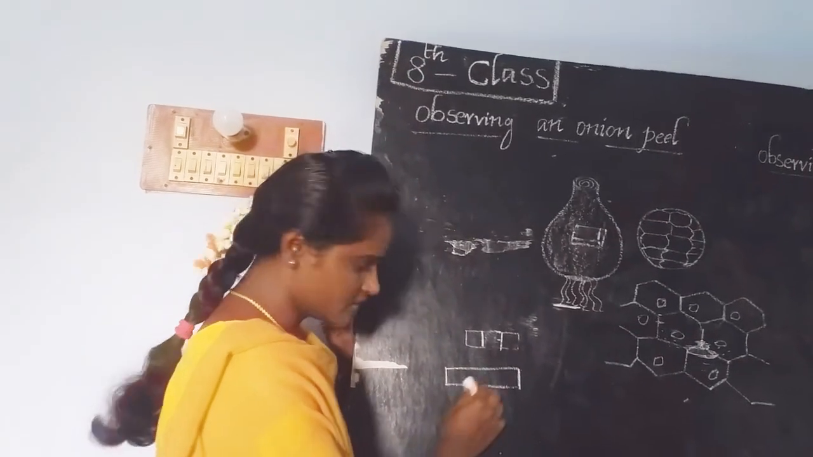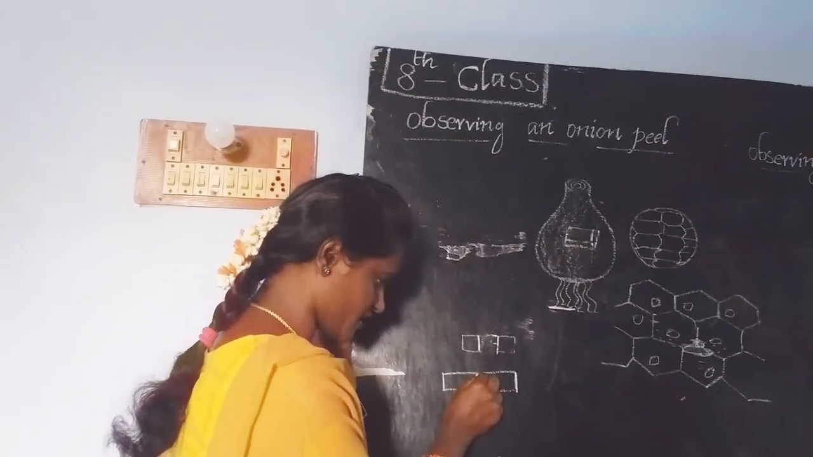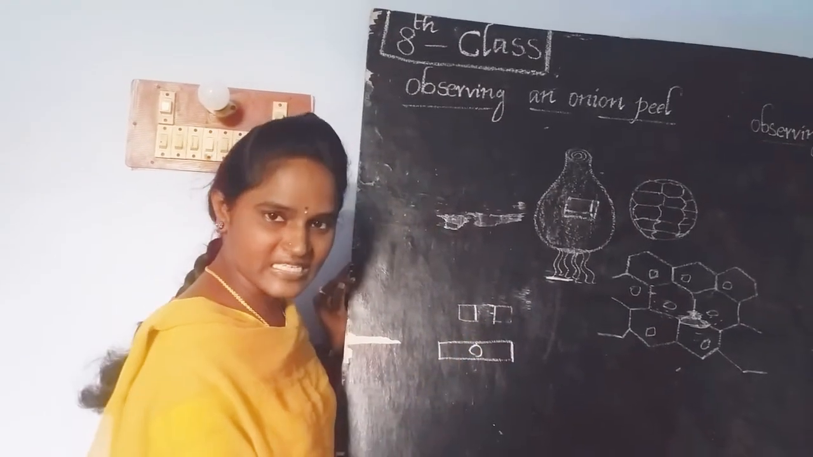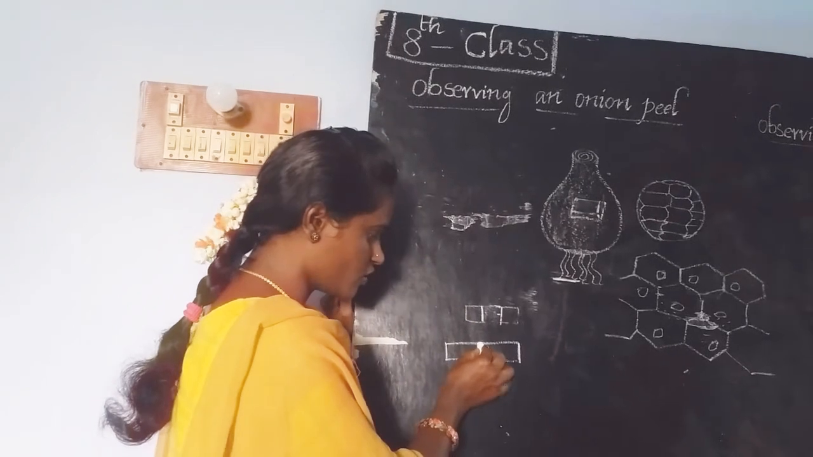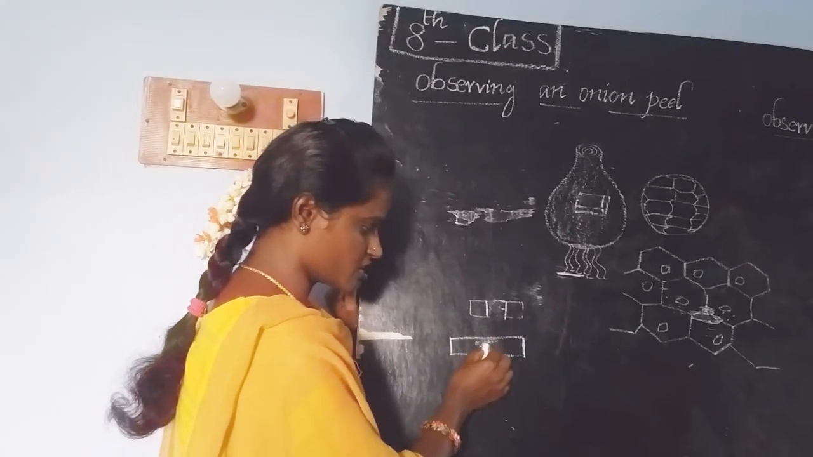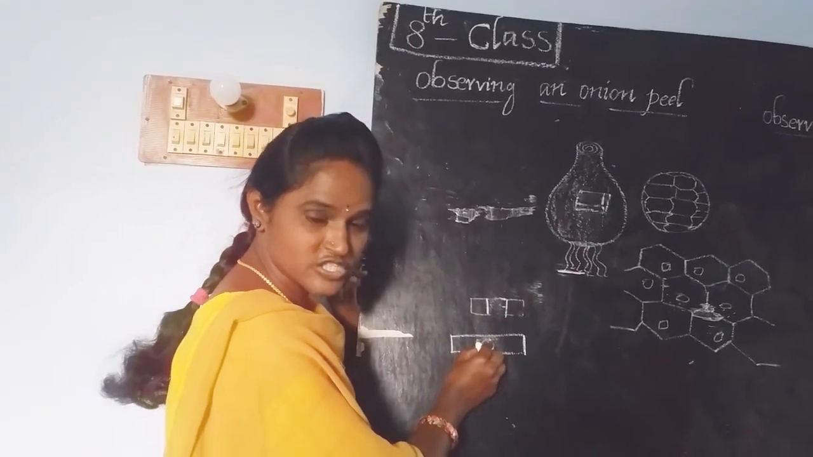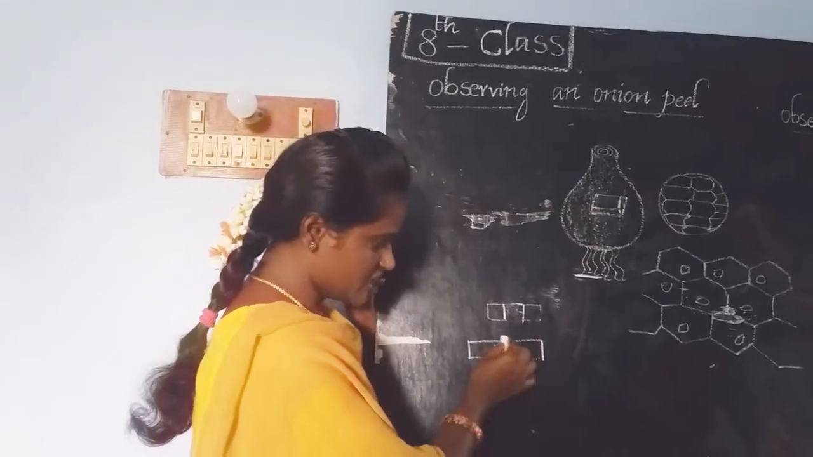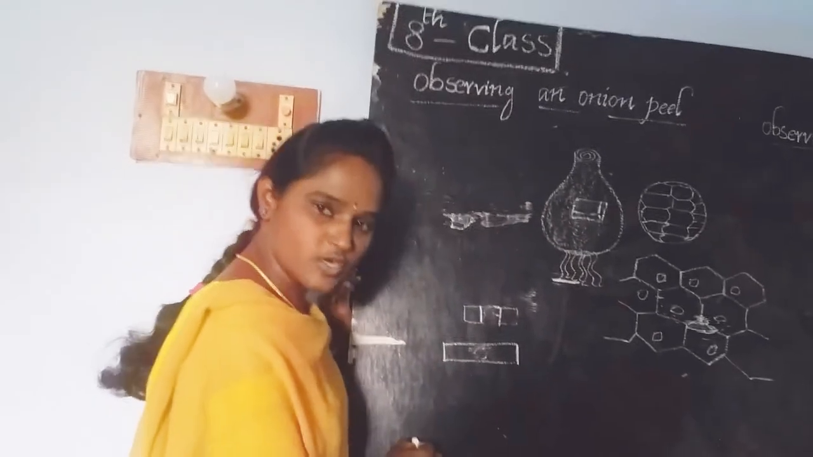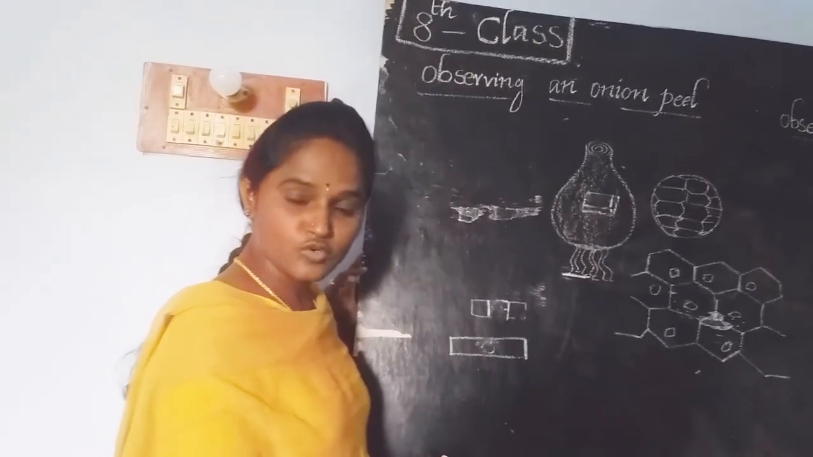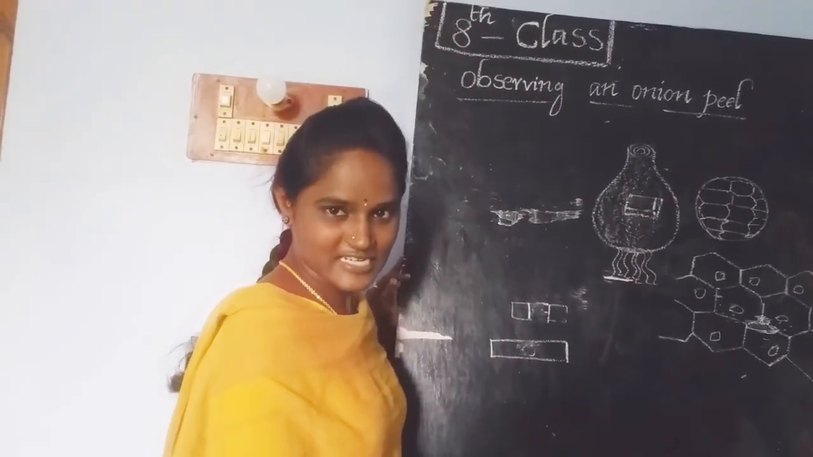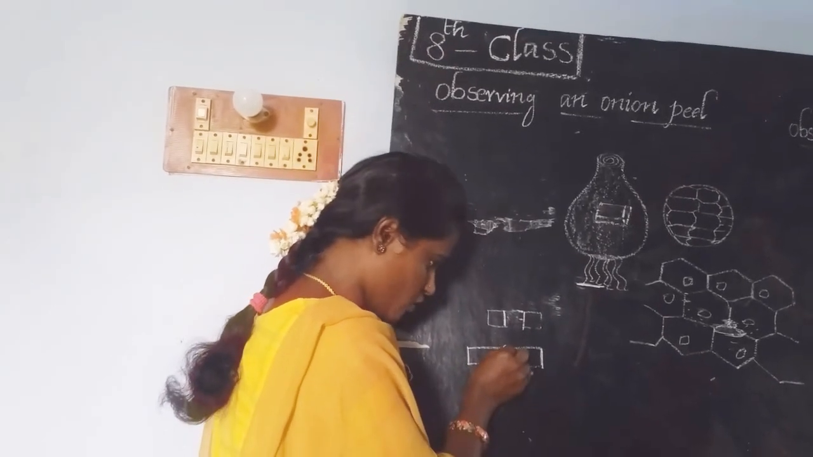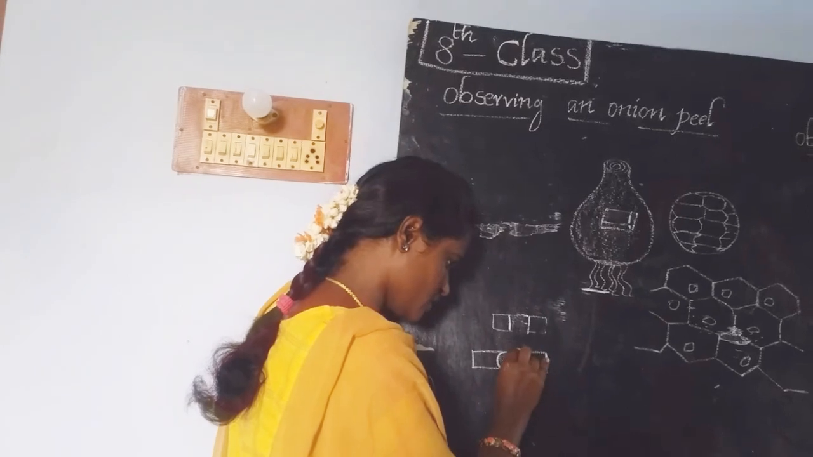Now it is the slide. Place a drop of water here, and take the peel and spread it on the drop of water. What we have to spread? The onion peel, which is very translucent. Here we have to spread it on the water drop without any foldings. Is it clear? Whenever we spread it on the water drop, now place a cover slip.